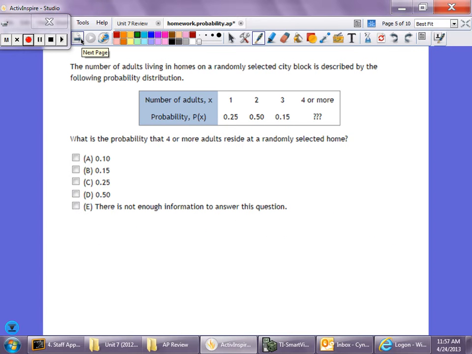Next question. If you get this one wrong, don't come to class tomorrow. Anybody? This comes back to the very basic definition of probability. All of our probabilities need to add up to 1. So if we add this, and we add this, and we add this unknown, it will total 1. Simple algebra is necessary.